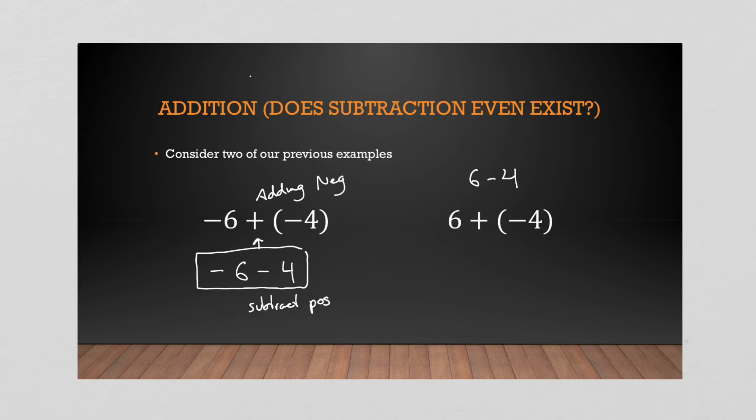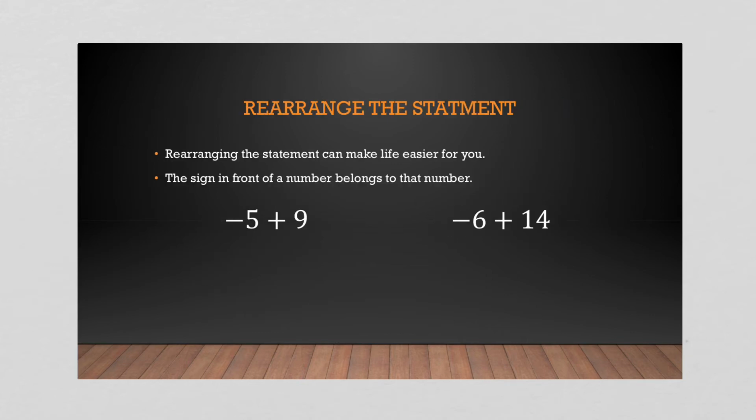Right? When you were in elementary school, you were taught 6 minus 4 because we didn't know negative numbers existed. Because in reality, 6 minus 4 is just 6 plus -4. Now, if we know that's 2, then we should know that that is 2. So it's all about these relationships between the numbers.